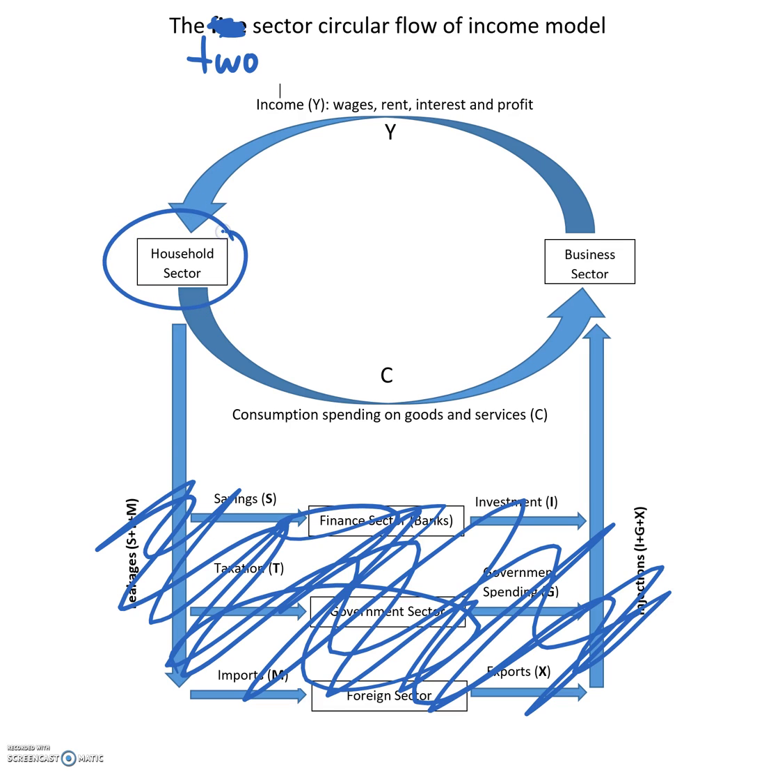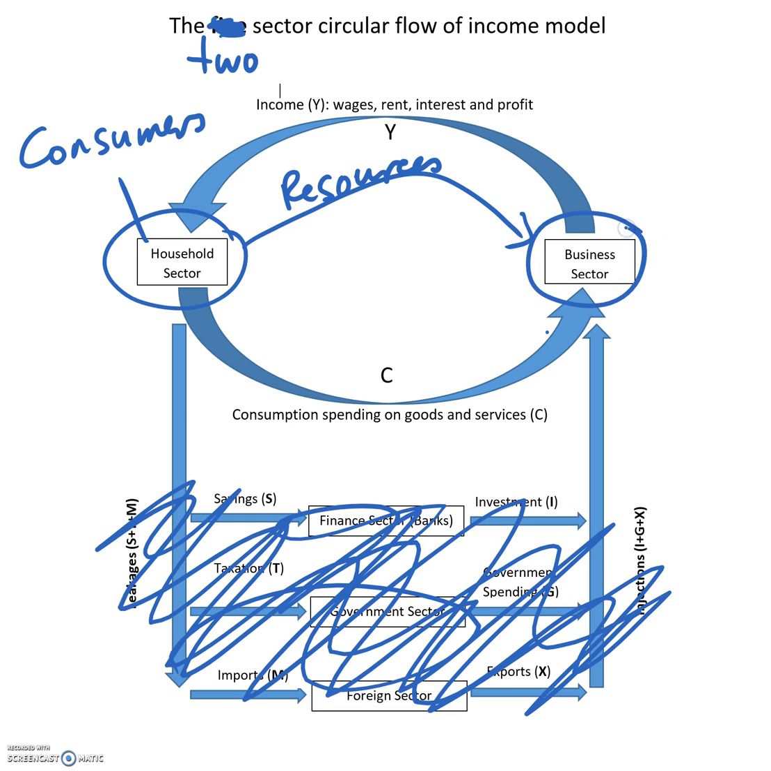sectors. There's a household sector, and sometimes in a different textbook they're called consumers or individuals. The consumers or household sector are assumed to own all of the factors of production. So they own the resources, and they supply them to businesses. Now, the business sector is simply where production happens. It's the same people, but people are either acting as consumers or as producers.